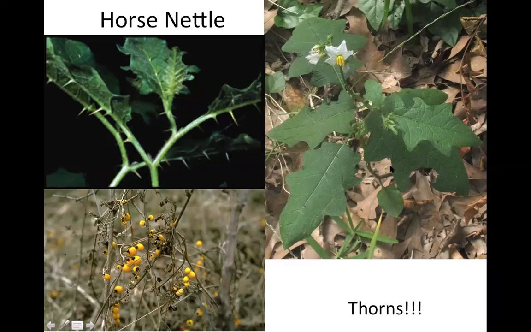So when you see these guys, you want to get rid of them, but be careful because they have a lot of thorns on the bottom. It looks like a normal leaf, and then you grab it and you have thorns in your hand. So when you see horse nettles, try to wear a glove to pull them. And in the fall, they're really easy to identify because they have these yellow balls.